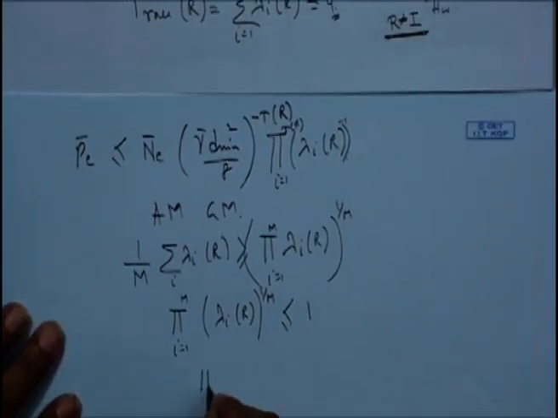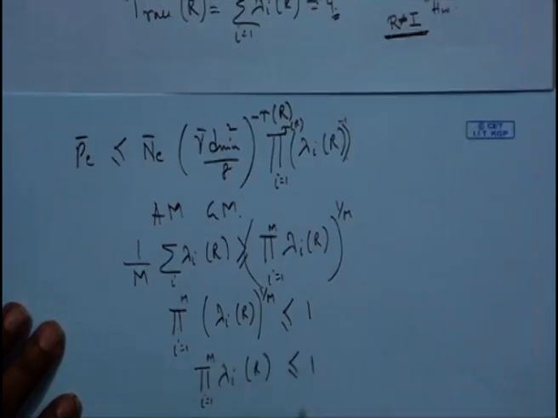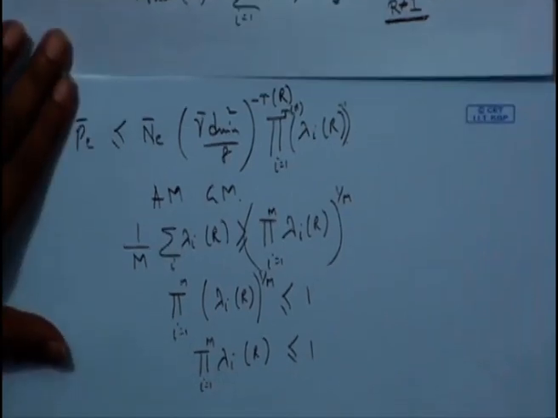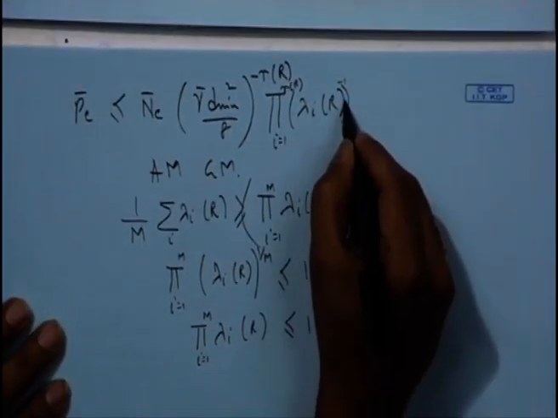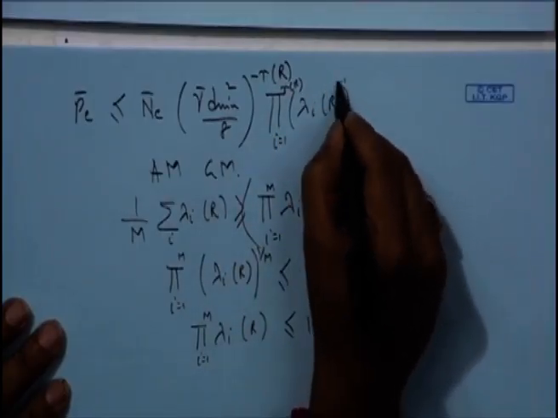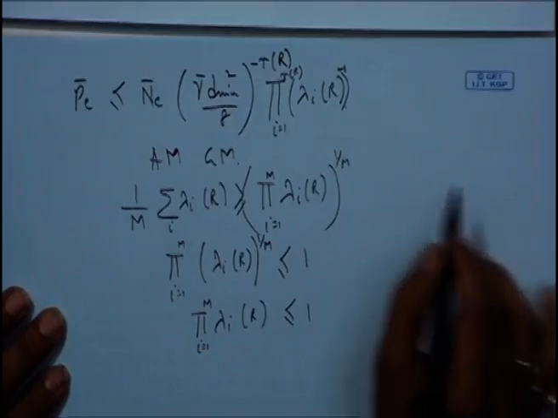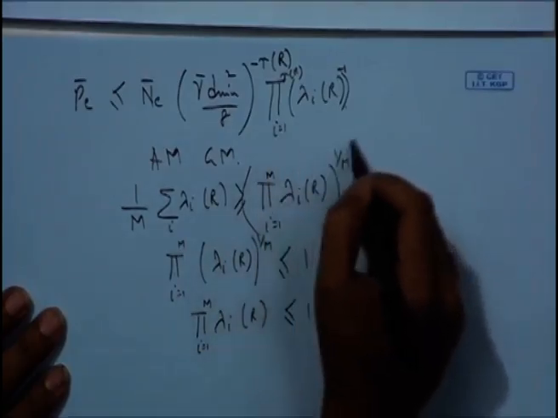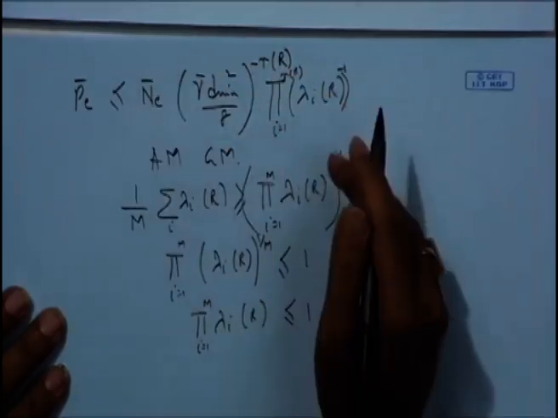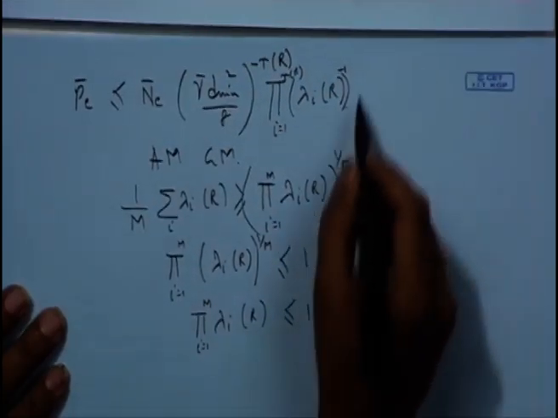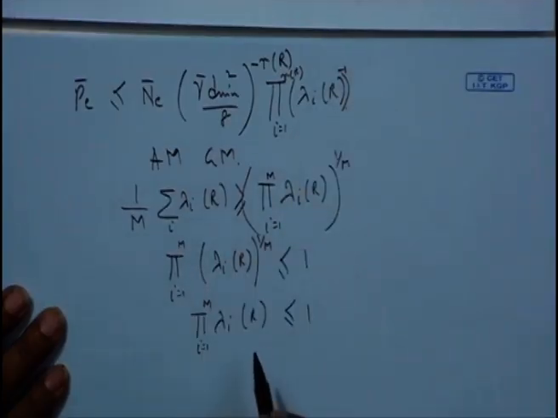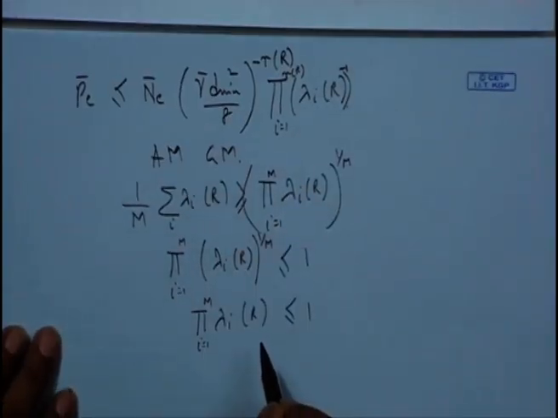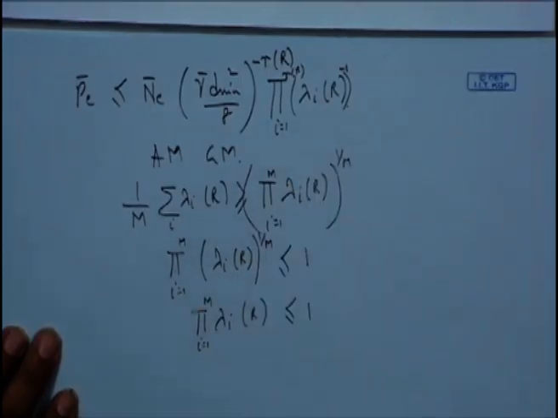So in other words, product I 1 to m, that means product lambda I of R, is less than or equal to 1. So if that is less than or equal to 1, this particular product is less than or equal to 1. There is a minus 1 in the exponent, so that means the denominator is less than 1, this whole product. So this whole term is increasing. We are multiplying it by a term which is more than 1. So that clearly indicates that this is increasing the probability of error, and this holds with equality when all lambda i's are the same.